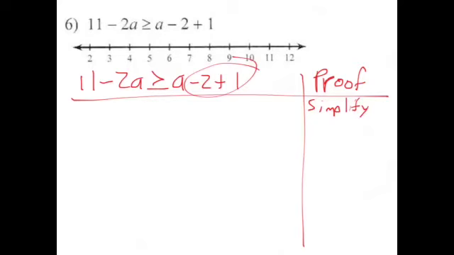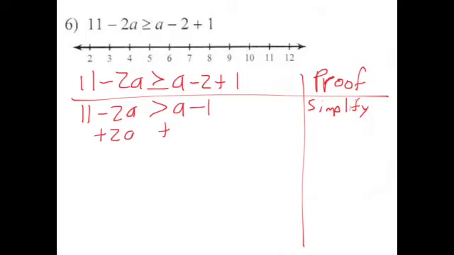And moving on to 6, I'm going to start out by just simplifying, because I want to combine those real quick on the right side. So negative 2 plus 1 is negative 1. And on the left side, 11 minus 2a is still just 11 minus 2a. And now what I'm going to do is, let's put the variable on the right side. So I'm going to add 2a to both sides. And I can do that because of the addition property of inequalities.